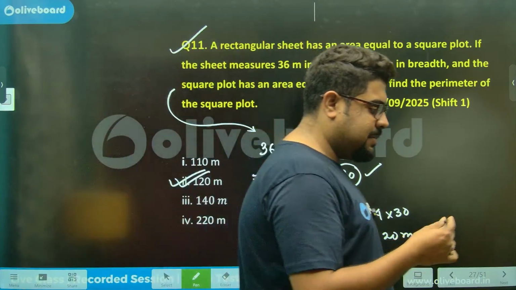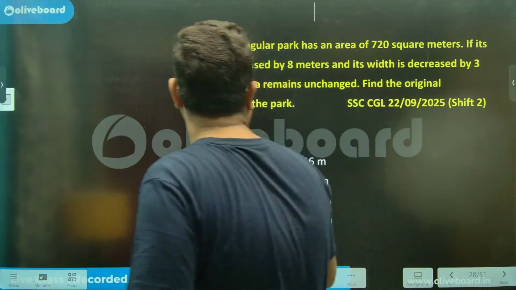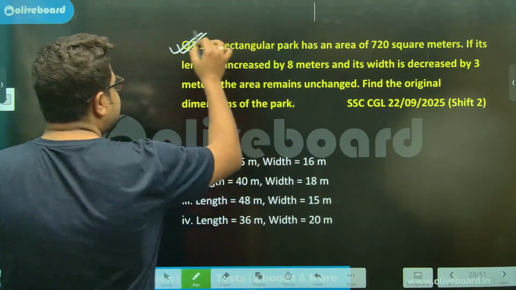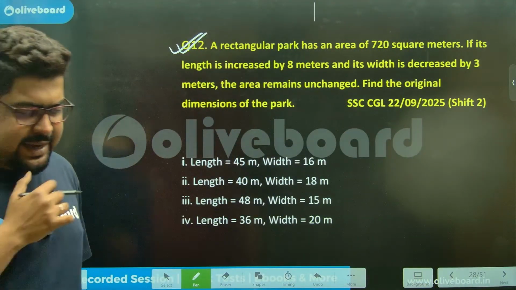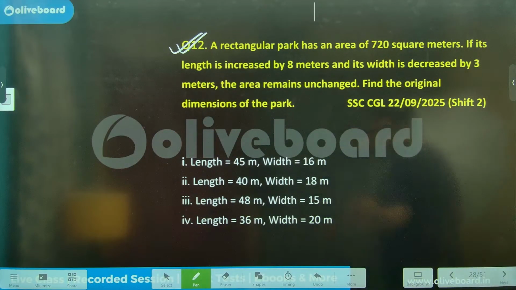Again, this was a very basic question. Moving on. But again, this is a good question. Basic but good. Please read it once again. It's 22nd of September.